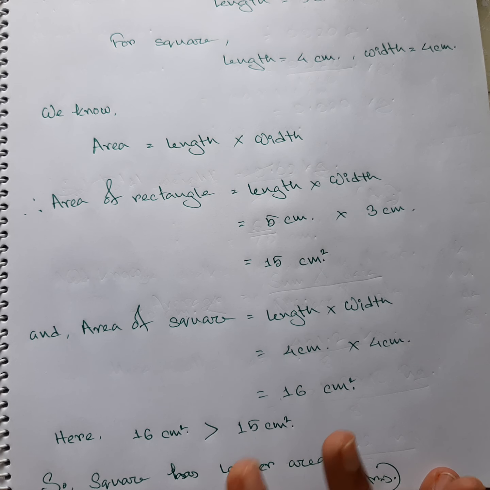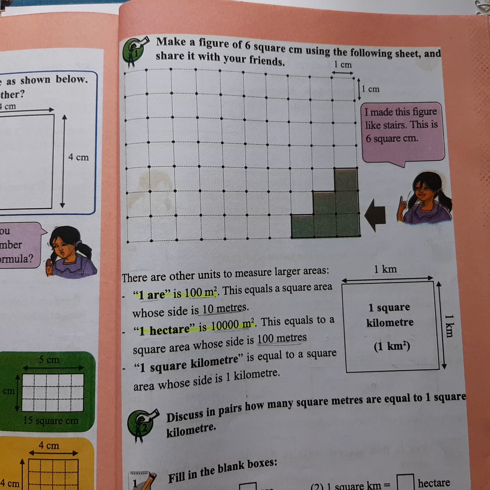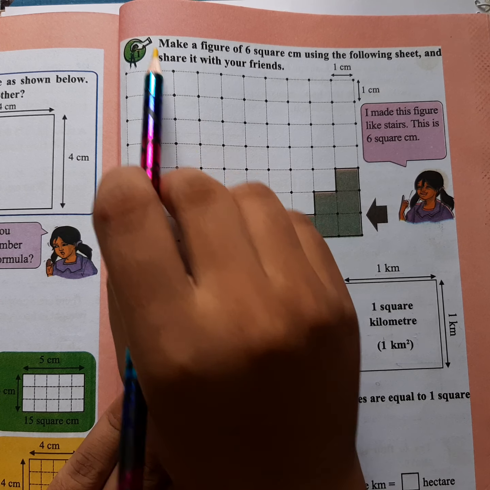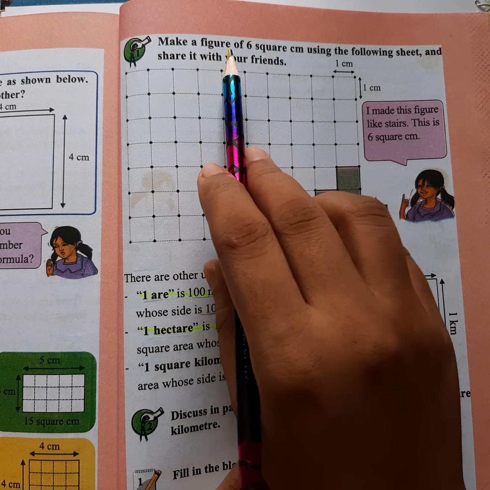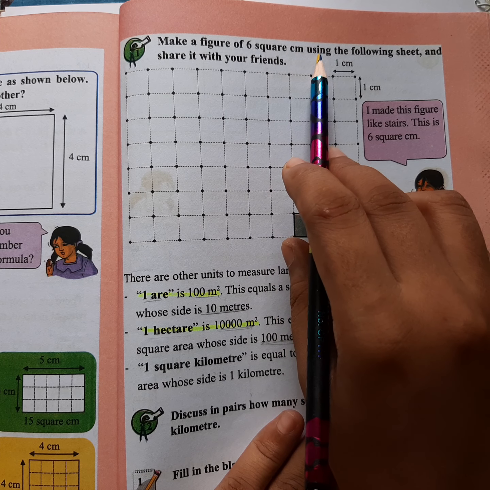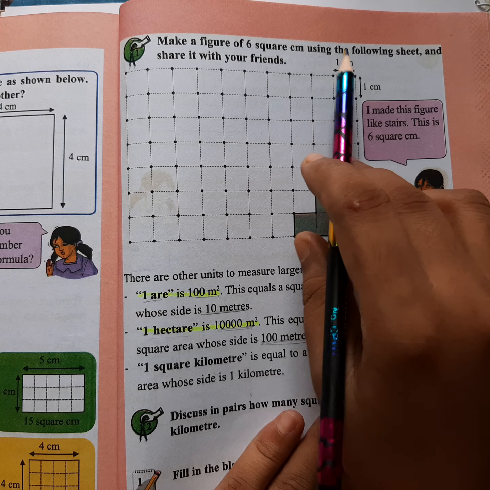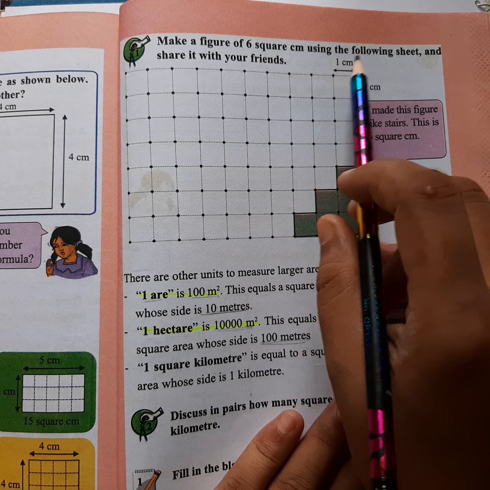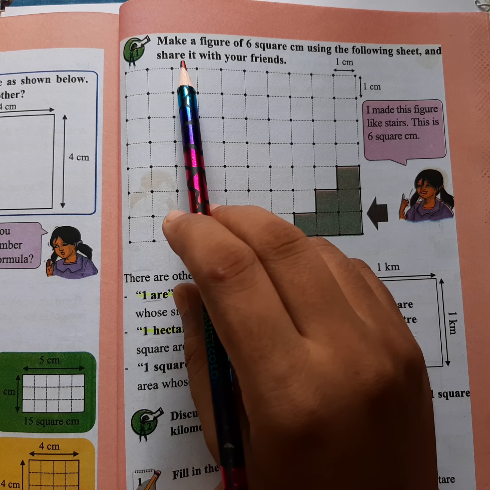Okay, this is how you are going to do that math. Basically this may not come, but sometimes in the PSC exam, in a creative question, you can face this sort of question. Now we are on page 123, and you can see that in the green box they said to make a 6 square centimeter area using the following sheet, and share it with your friends.